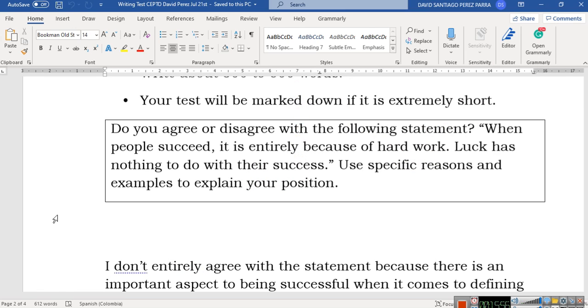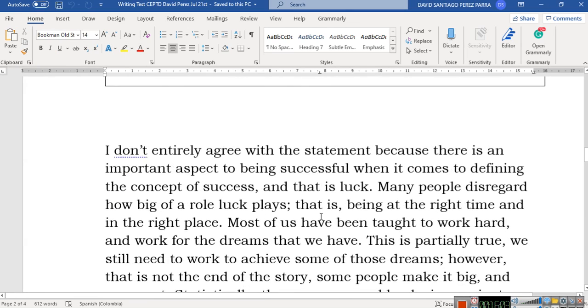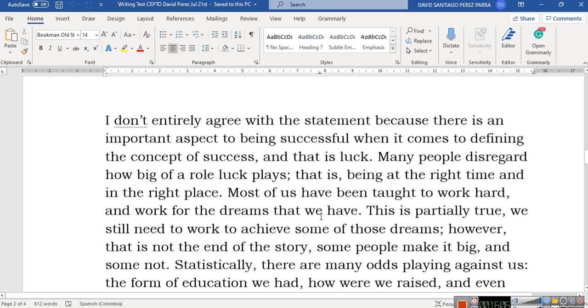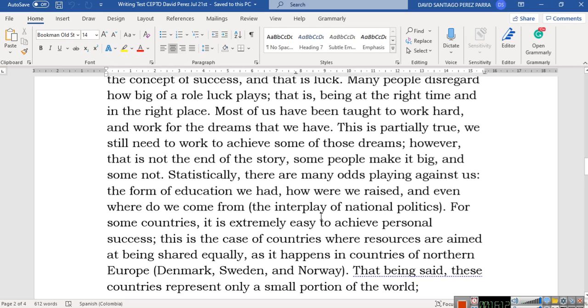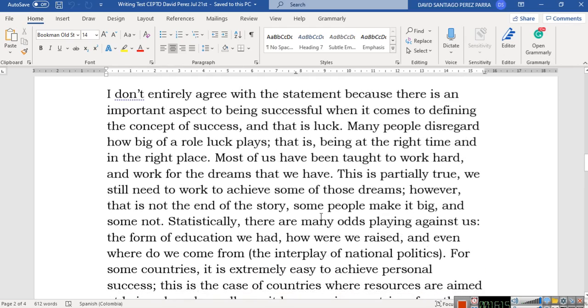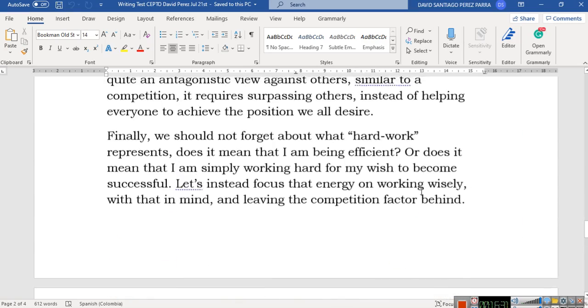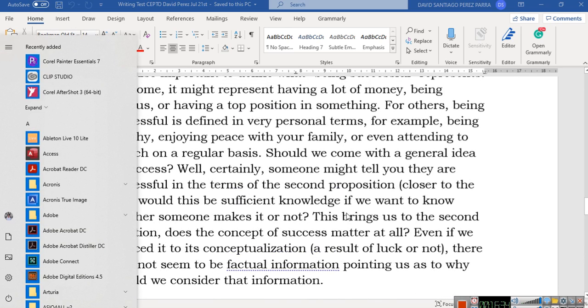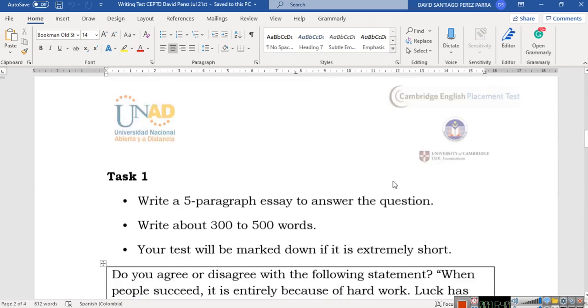So I know I need to write a lot, so I'm going to make good use of subordinating conjunctions. For example, I use however. On the other hand, this is partially true. For some countries. Finally, it is also important. I use lots of transitional words and also subordinating conjunctions. I got the maximum score right there.